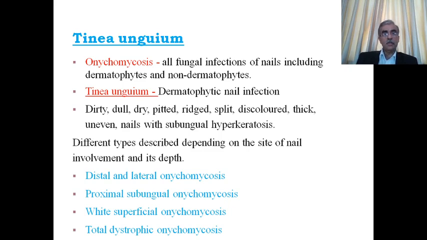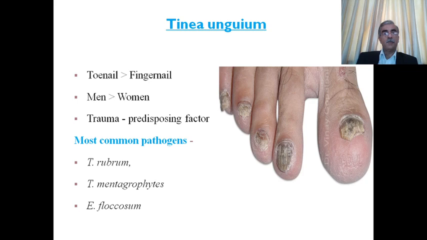But the most common is distal and lateral. And when proximal subungual onychomycosis and superficial white onychomycosis are seen, we should always suspect an immunocompromised state. Either it can be HIV or it can be another immunocompromised state. These are some important clues.